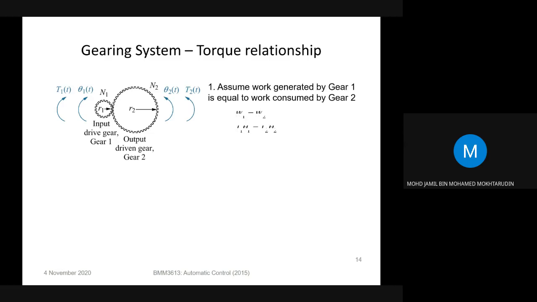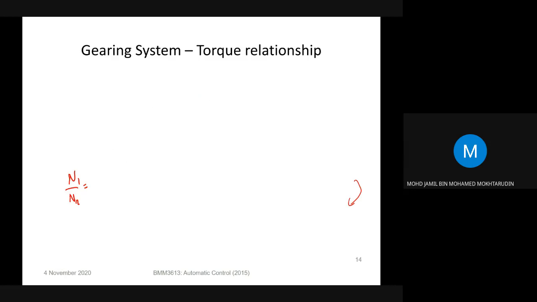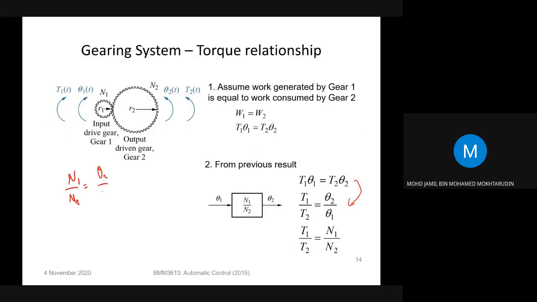Assume work generated. Okay, this one uses work. So for work, T1 times theta 1 equals T2 times theta 2. And then this one you rearrange. So you rearrange, you get this. But we know earlier N1 over N2 equals, what was it? Equals theta 2 over theta 1. And so this is also equals T1 over T2.